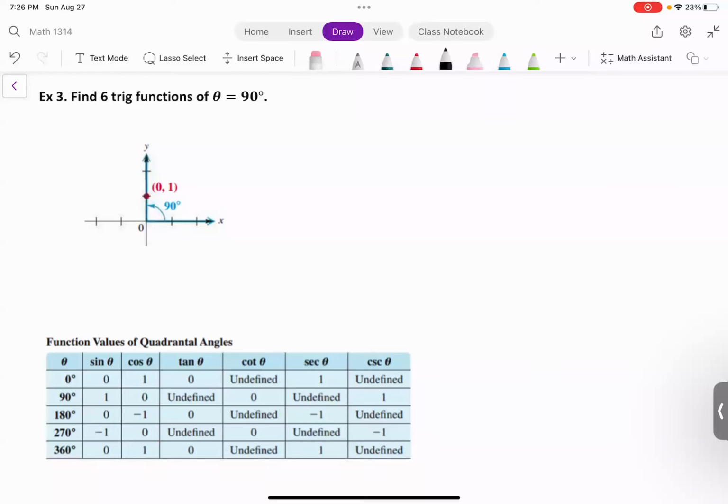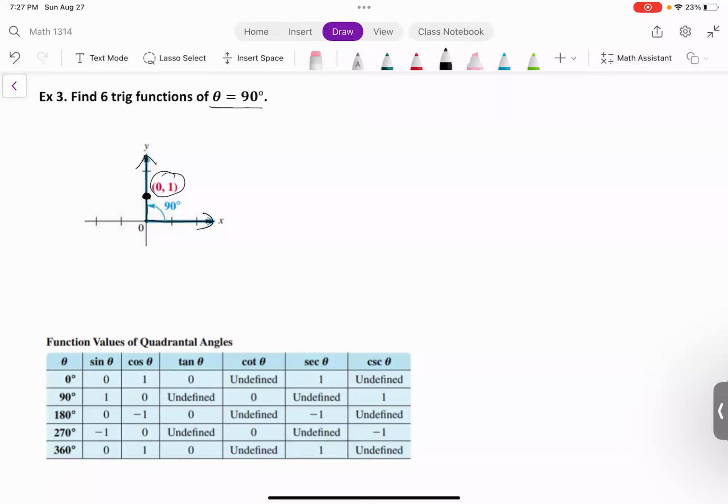All right, find 6 trig functions. Now, for example, I don't have this image. How to find the 6 trig functions? I need a point. Where is that point? It only gave us theta equals 90 degrees. So if I graph the xy plane, and then theta equals 90, that means I can find the terminal side. Initial side is here, terminal side is here. So a point on the terminal side is the point I'm looking for.